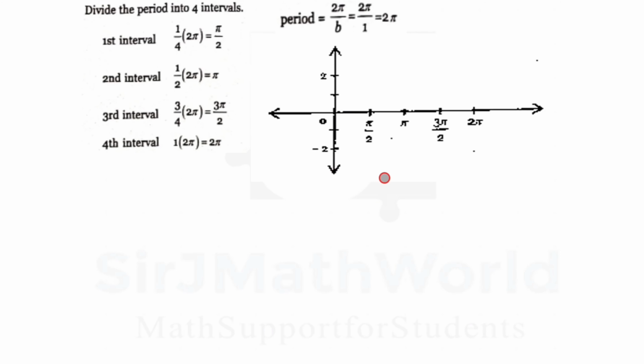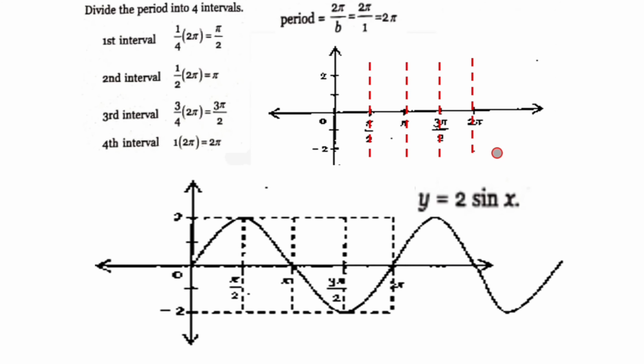So, in this case, ito yung magiging x-axis, yung pi over 2, pi, 3 pi over 2, and 2 pi. Ito yung ating first interval, second interval, third interval, at saka fourth interval. So, magkakaroon tayo dito ng boundaries. Lagyan natin siya ng broken line. Sa first interval, second interval, ganun din, tapos third and fourth.